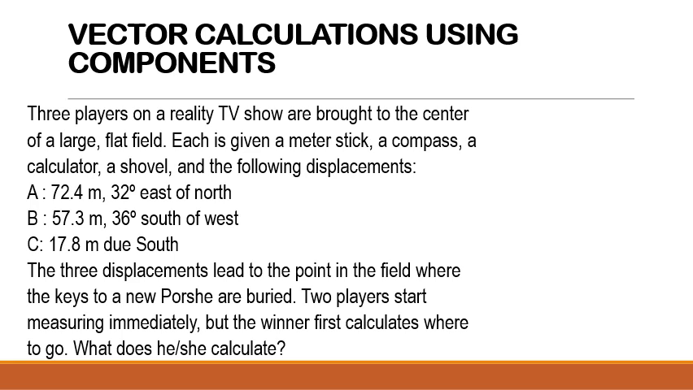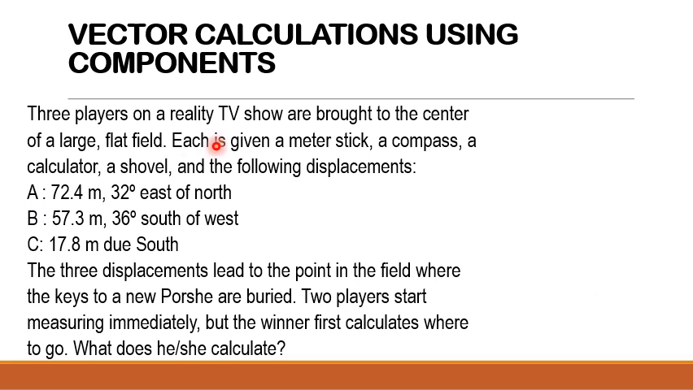Next example. 3 players on a reality TV show are brought to the center of a large flat field. Each is given a meter stick, a compass, a calculator, a shovel, and the following displacements. A, 72.4 meters, 32 degrees east of north. B, 57.3 meters, 36 degrees south of west. And letter C, 17.8 meters due south. The 3 displacements led to the point in a field where the keys to a new porch are buried. 2 players start measuring immediately, but the winner first calculates where to go. What does he or she calculate?